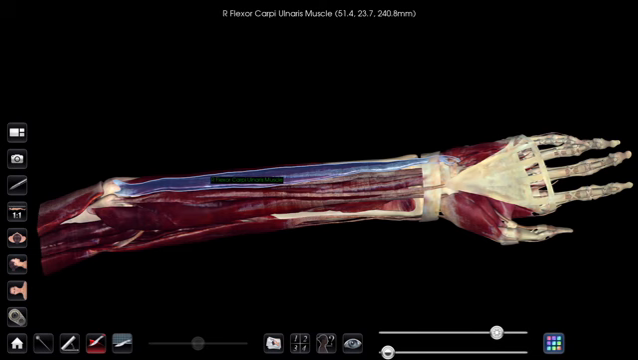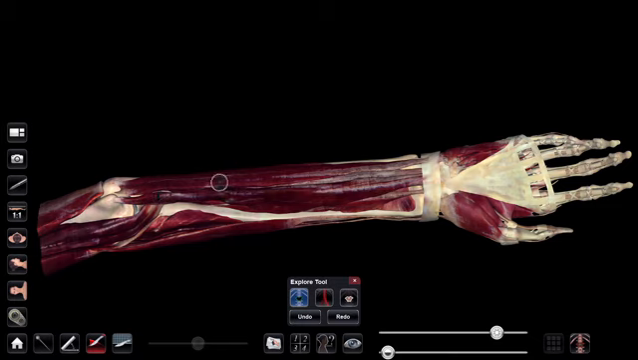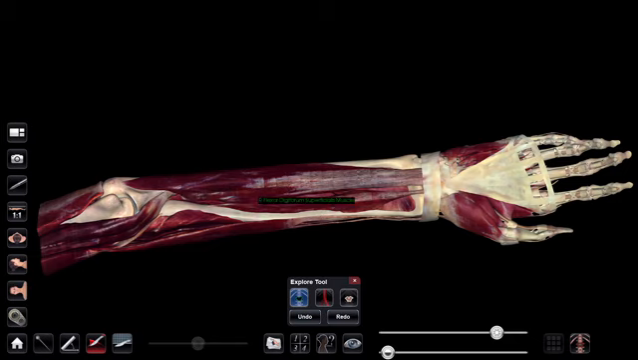So let's remove those and look at the deeper muscles. Here's pronator teres, flexor carpi radialis, palmaris longus, flexor carpi ulnaris, and here again is flexor digitorum superficialis. Those are the 5 muscles of the superficial aspect of the anterior compartment.